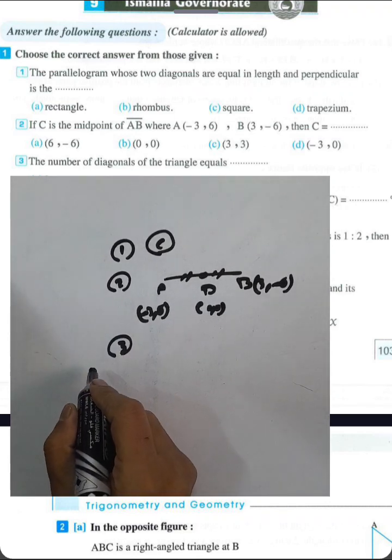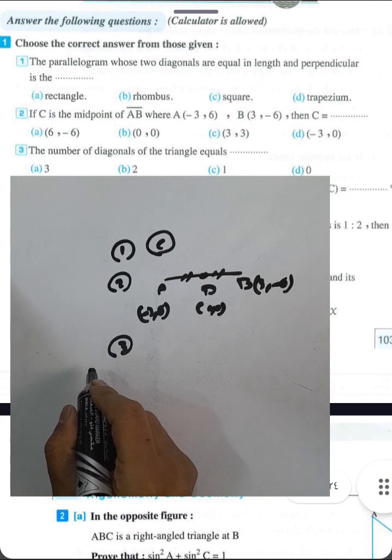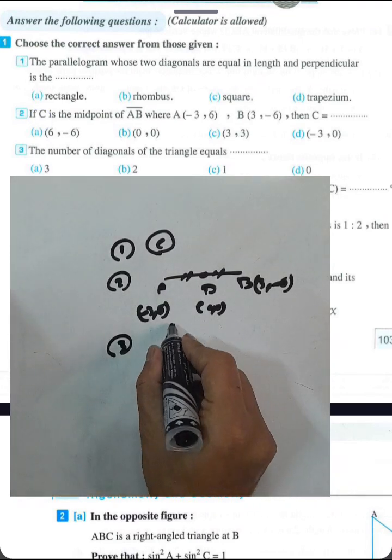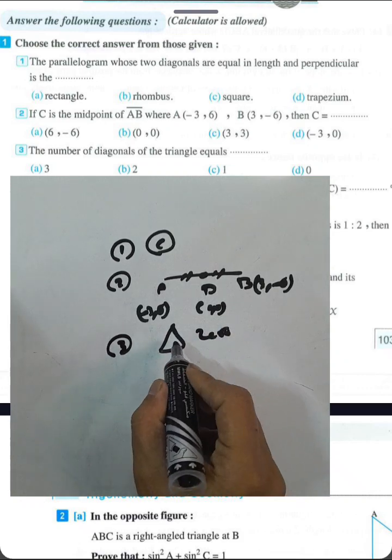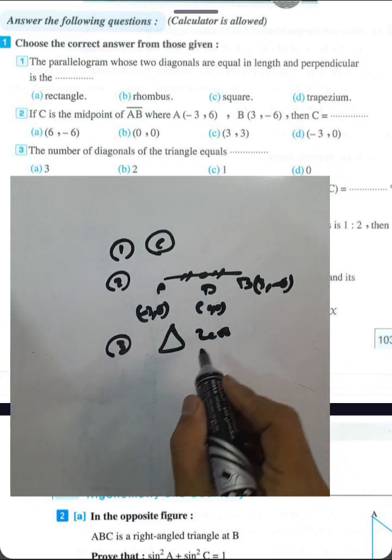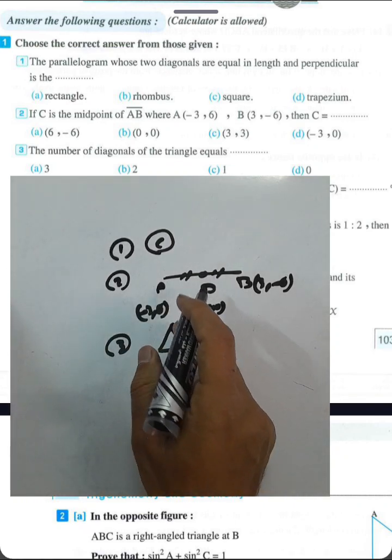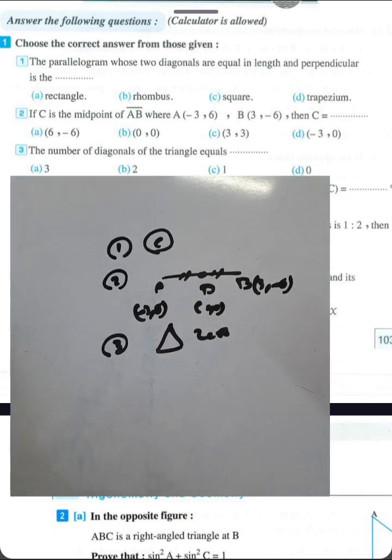Question number 3. The number of diagonals of the triangle equals blank. We don't have any diagonal in any triangle, so 0. We know a diagonal means a line segment joining two opposite angles, but here we don't have opposite angles, we have adjacent angles. Then the result will be 0.